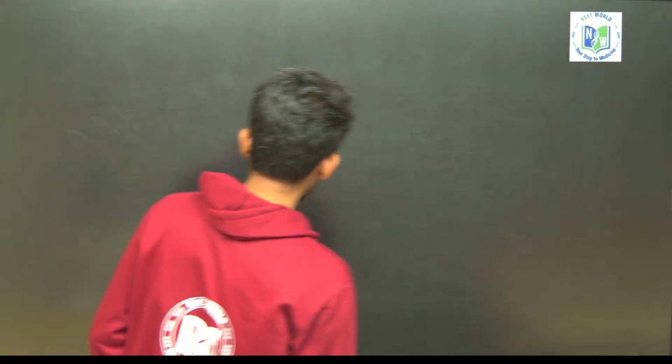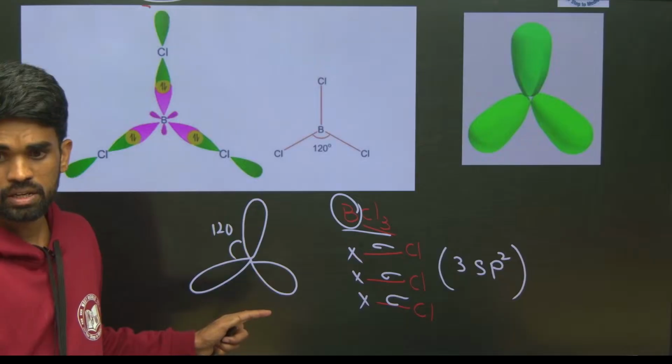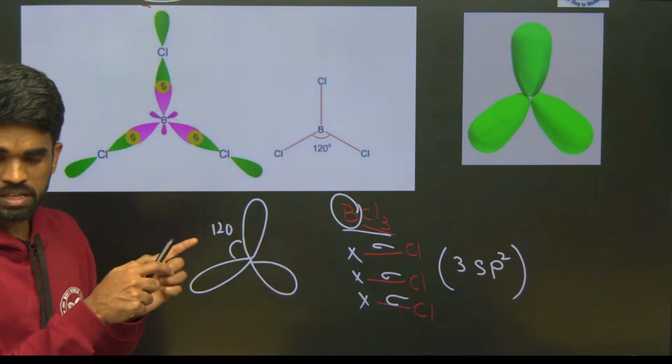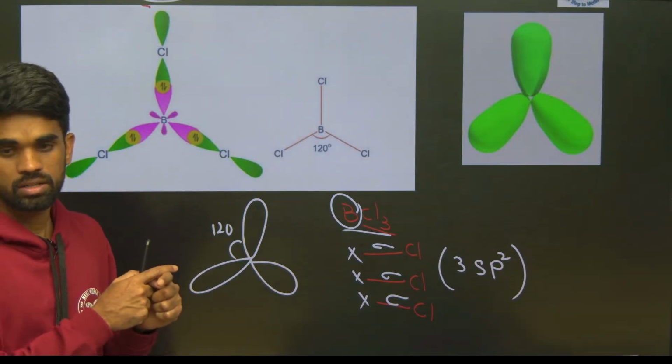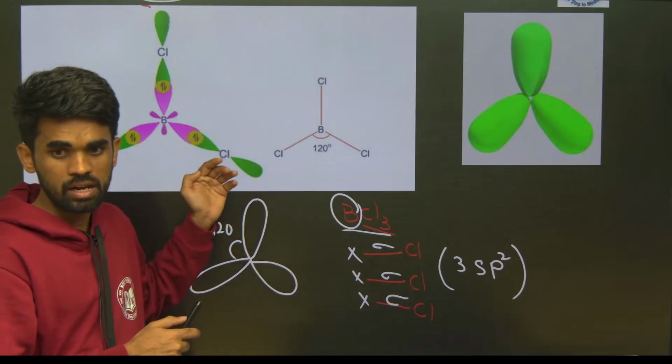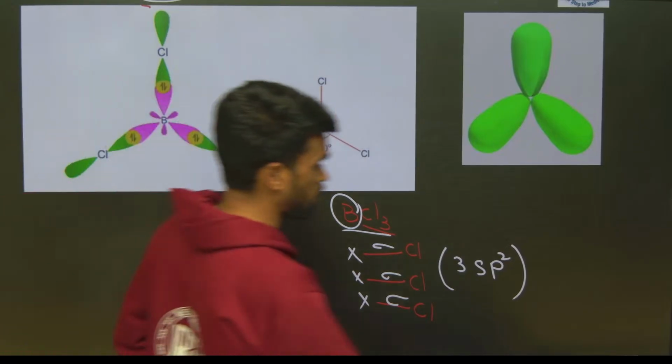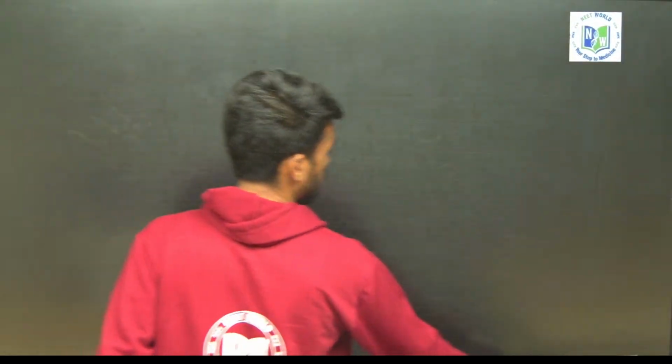So what is the name of this hybridization? This shape geometry? It is like a triangle. So trigonal planar. In a plane, with a triangular shape. So trigonal planar with 120 degrees. Okay. Next one is what?